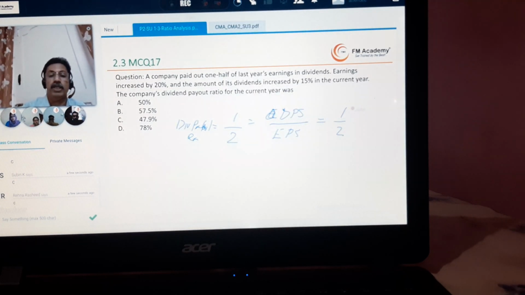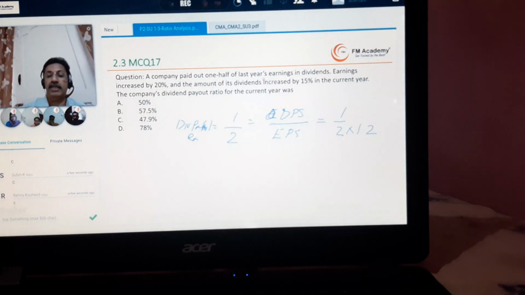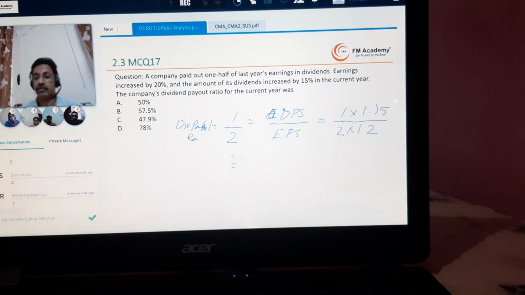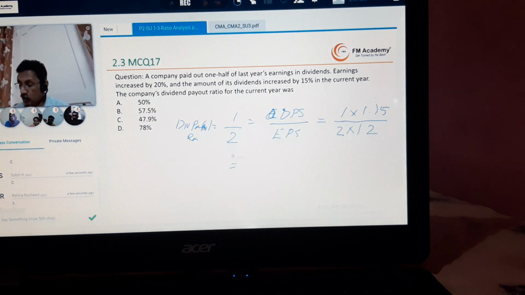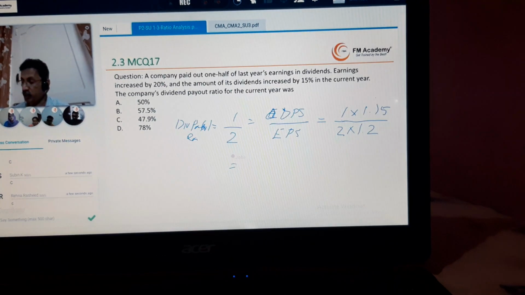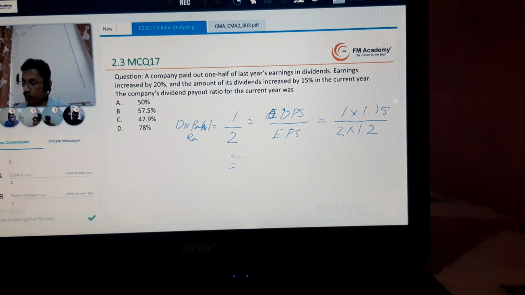Now it is given that the earnings increased by 20%. So the new number will be, if this is 2, this will be 1.2. And dividend is increased by 15% in the current year. So it is 1.15 multiplied by that. What is the new number? 1.15 divided by 2 into 1.2. First you find out that is 2.4. So 1.15 divided by 2.4, how much is it?